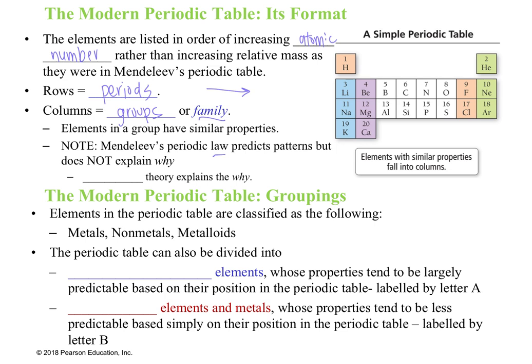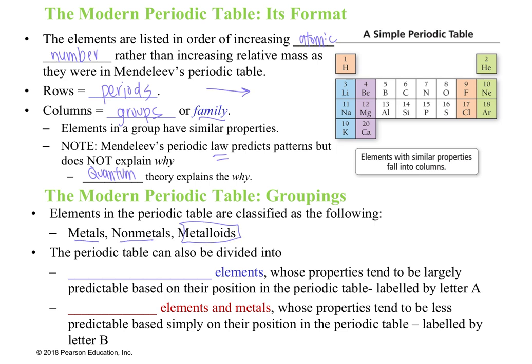So the periodic law, right, it's a law, helps us to predict the patterns, but it doesn't explain the why. And what we just learned last class, quantum theory, helps us to explain the why behind these trends that we see. So we have different groupings on the periodic table, and it's actually very sophisticated for how common it is. But we classify elements as metals, nonmetals, and metalloids, which have properties of both.